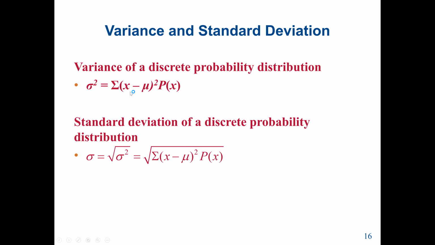So let's say the mean was 2.94, the X value is 2, and the probability is 0.16. This means I'm going to have 2 minus 2.94, all squared, times 0.16. The probability at X is the probability of that X value. Now, to find the standard deviation, we just find the square root of the variance. So that's the formula here again: the square root of the variance.